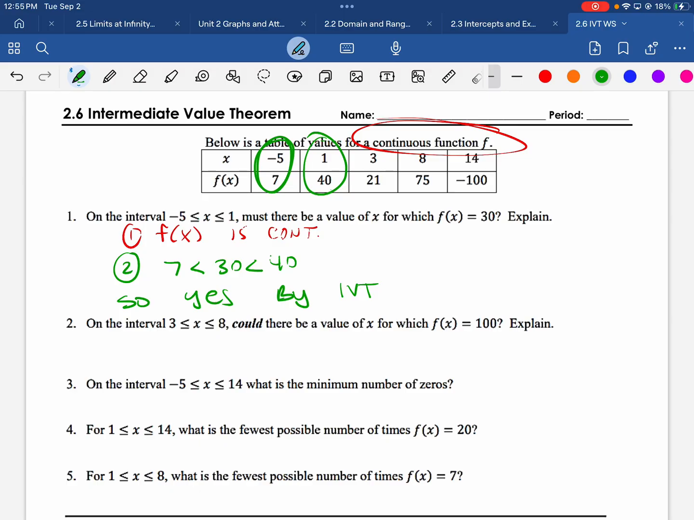All right, so we're continuous. The point is in between my other 2 points. So yes, it has to exist.